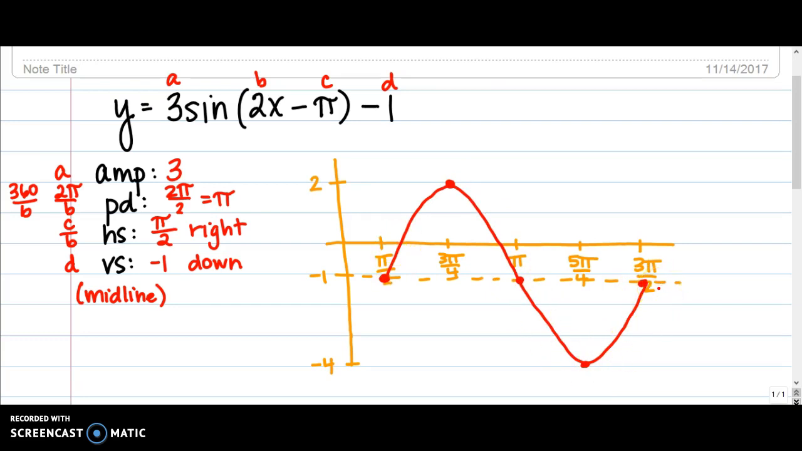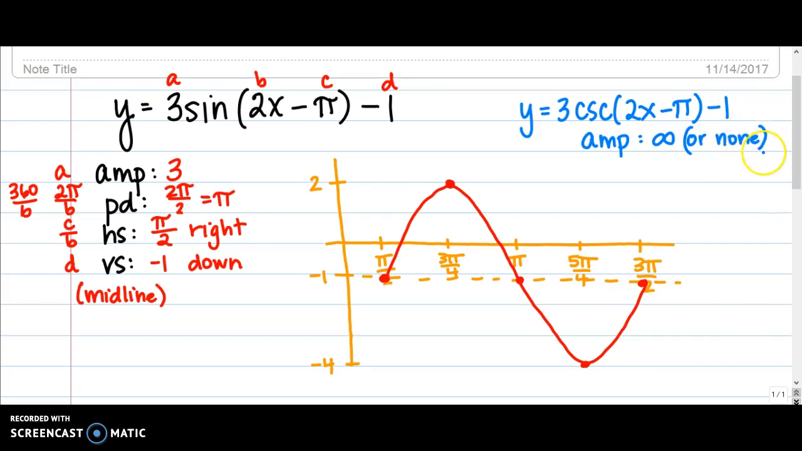Okay, now let's say this wasn't actually a sine equation. What if it was the reciprocal? What if it was a cosecant? So I'm going to change my equation real quick. Everything's staying the same, except the sine is changing to cosecant. Remember, all of our numbers are going to stay the same, except our amplitude for cosecant is infinite, or none, if you'd rather do that, because amplitude is referring to the height of our curves, and these go up and down forever.